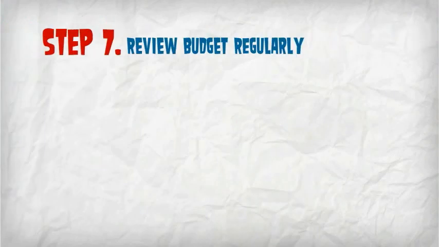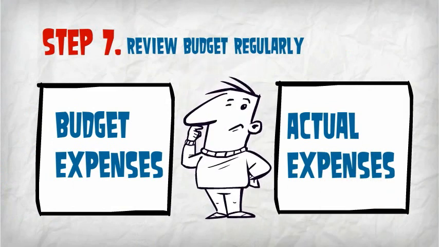Step 7. Bob should ensure to review his budget regularly. Bob needs to take the time to compare his budget expenses to his actual expenses to show him where to improve.